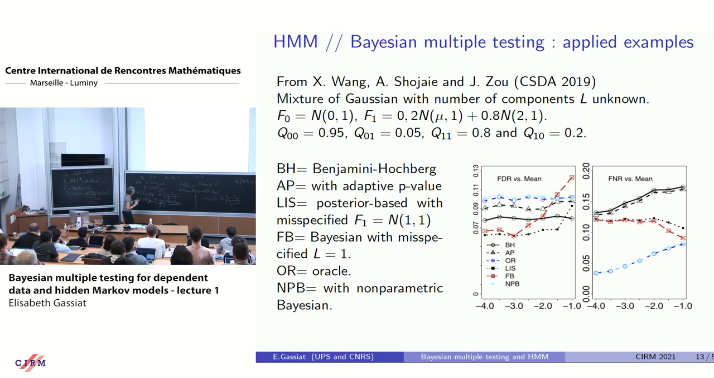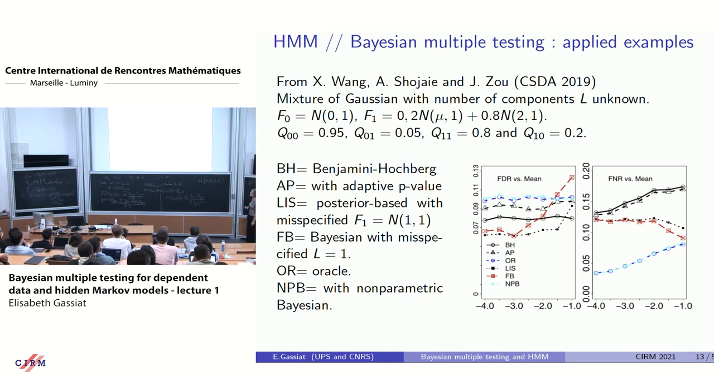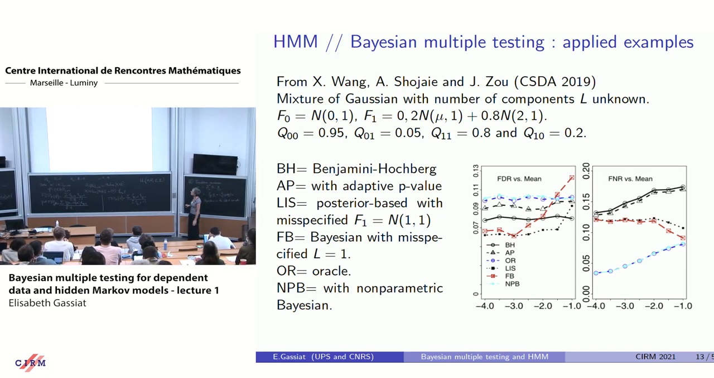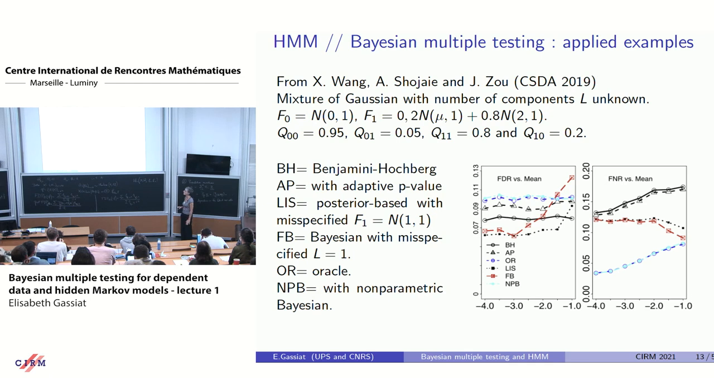So there is a set of experiments with continuous values for the data with emission distributions, which are modeled using mixtures of Gaussian. So here they've simulated the case where the null is a standard Gaussian and the alternative is a combination of two Gaussians. Here it's mu, the way they choose mu. And then they compared the FDR and 1 minus the TDR, that is the other error, called FNR. They compared various procedures. There is Benjamini-Hochberg, which is the black one.